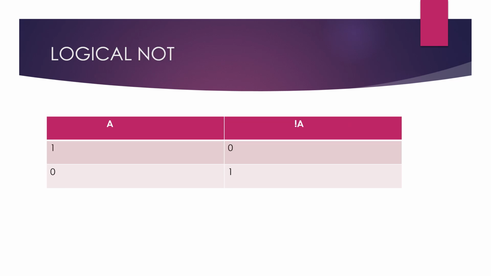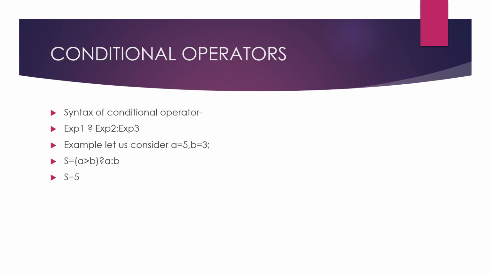So next we have logical NOT. Logical NOT takes a single expression and it is nothing but the reverse of its input, and we can say it is the complement of its input. As here we can see, a is equal to 1, so it will be reversed, so it will be 0, and a is equal to 0, so logical NOT will be 1. It's the reverse of the input.